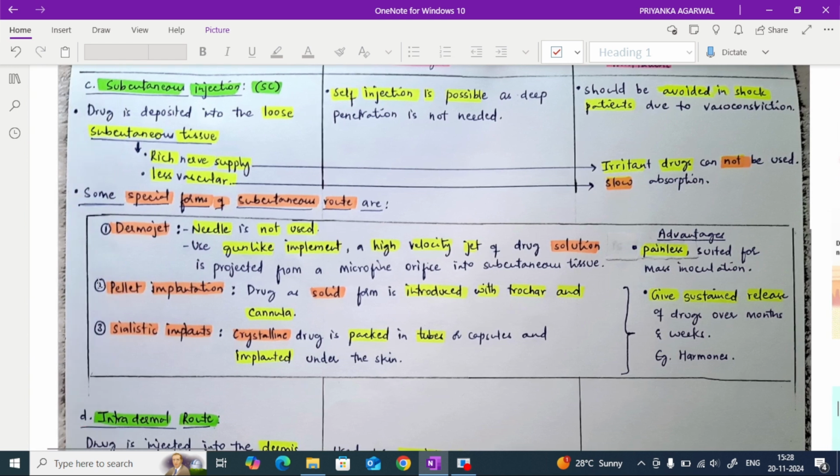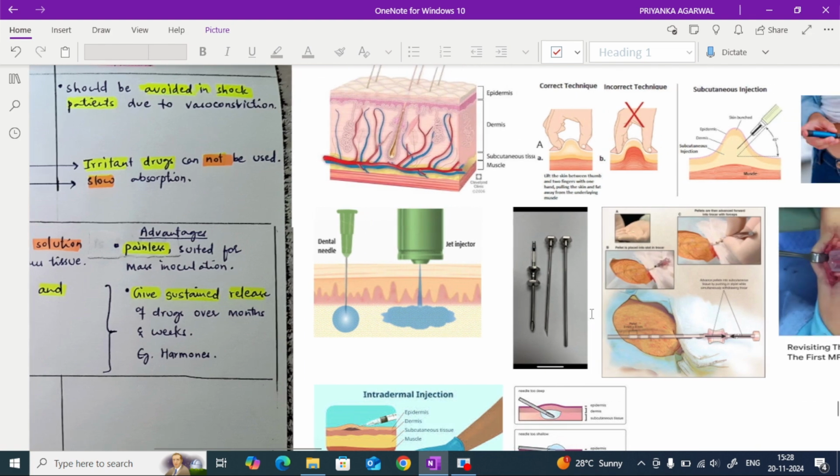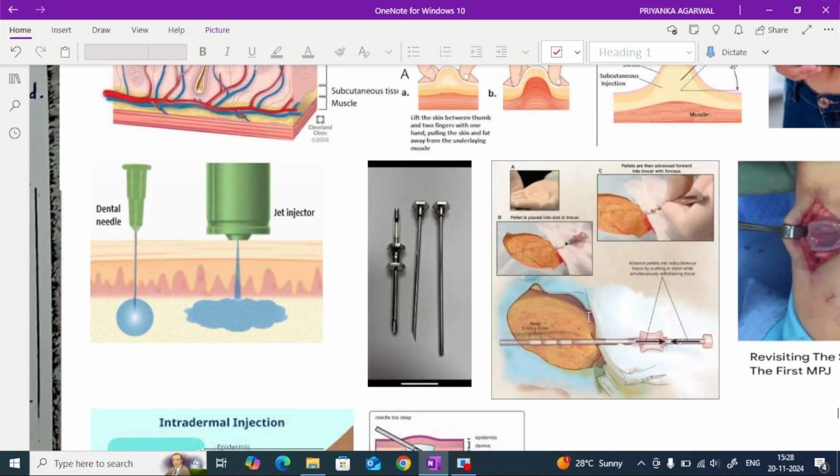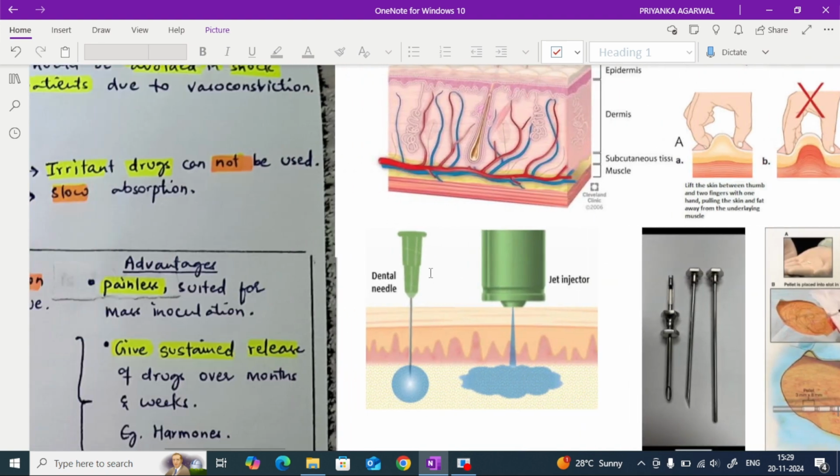Now, what do you mean by pellet implantation? Here the drug is in solid form. If you notice, in Dermojet we are giving it in solution, but here it is in solid form, introduced with a trocar and cannula. So what is this trocar and cannula? You can see this diagram here. This is the trocar and the cannula. So how is the drug implanted using this instrument? The solid form of drug is loaded into the instrument and it is deposited or implanted under the skin into the subcutaneous tissue like this.